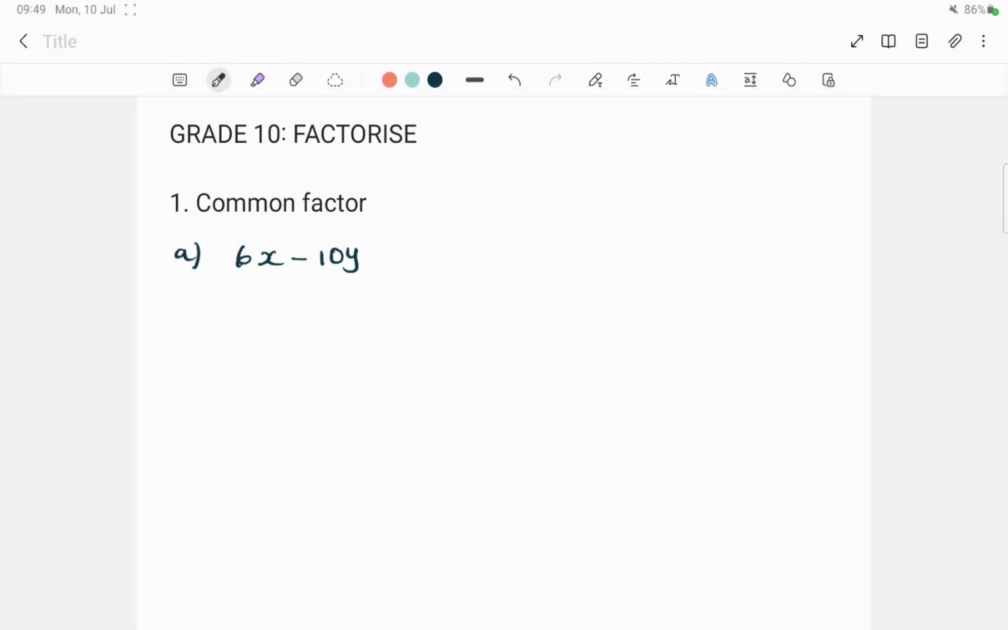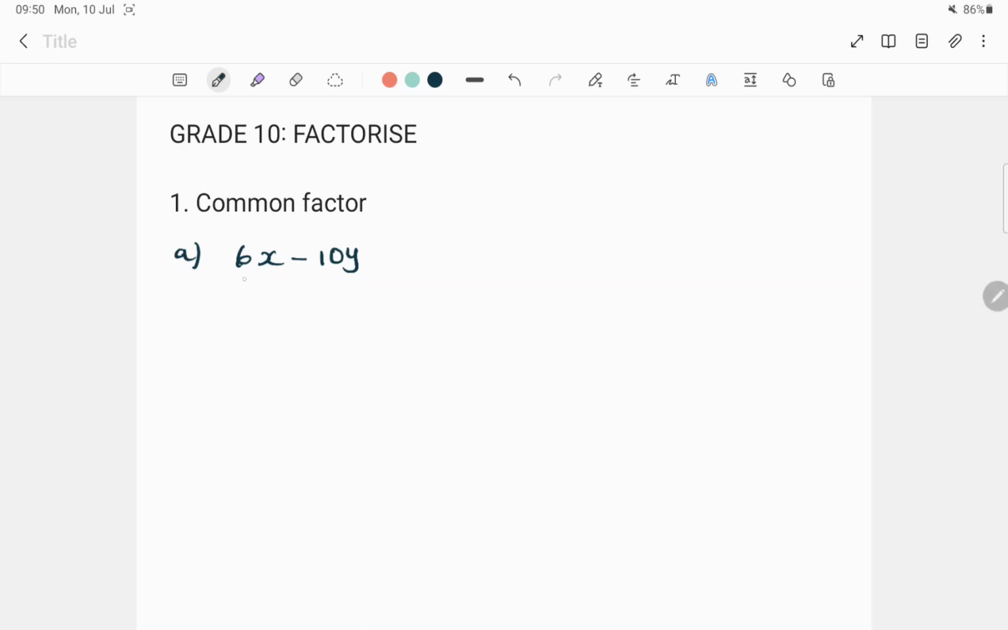Grade 10. In this video we'll be doing factorize, and I'll be looking at a common factor. I'll be using English and Setswana to present this lesson. Let us start factorizing by a common factor. I'm going to show you some methods that you can use to factorize.